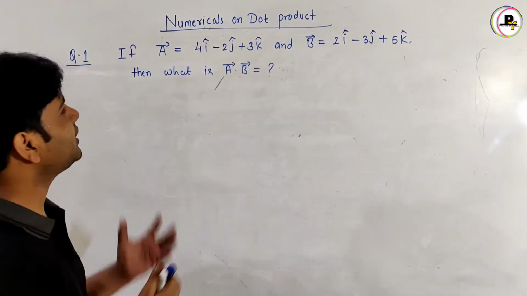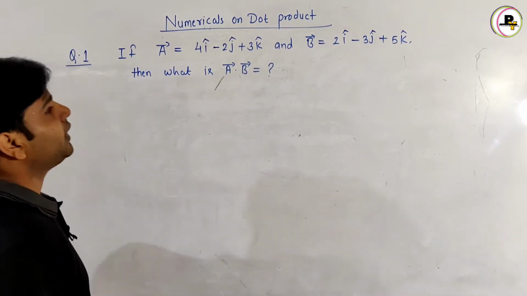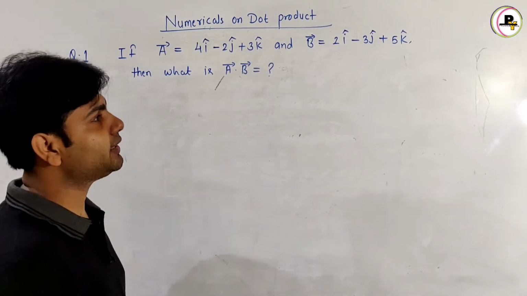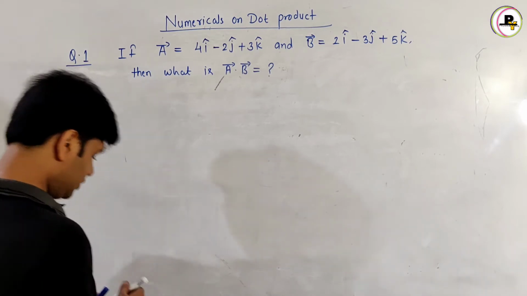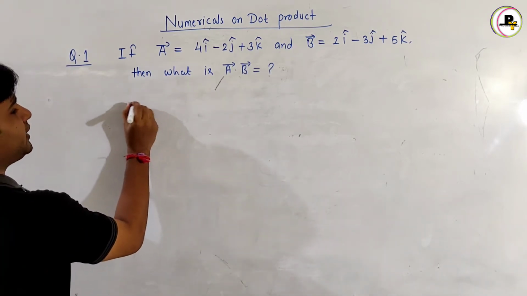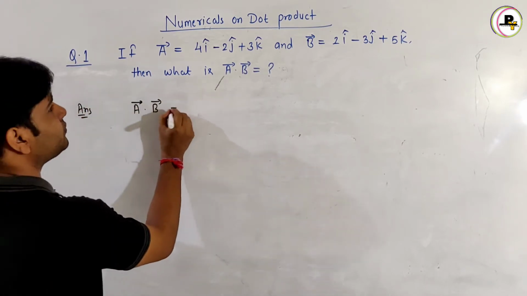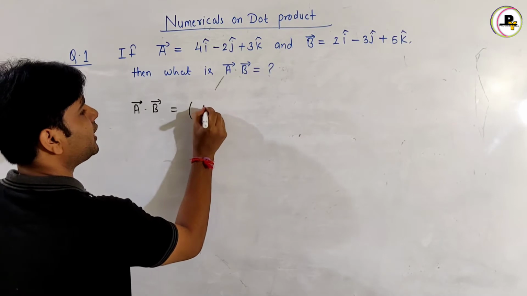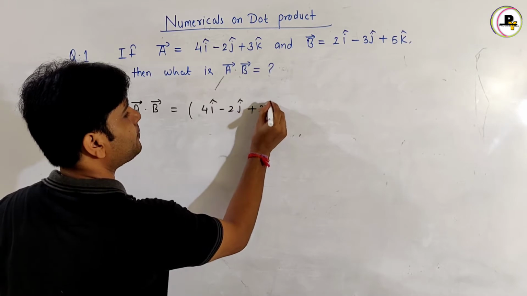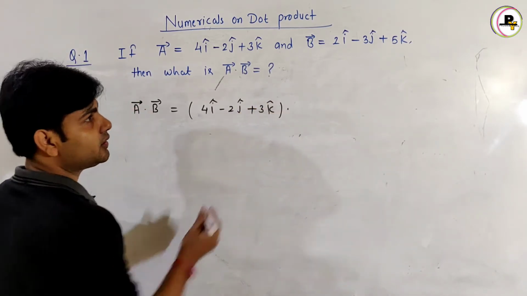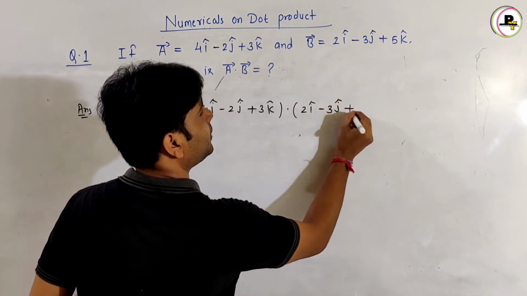So question number 1 is: if vector a equals 4i cap minus 2j cap plus 3k cap and vector b equals 2i cap minus 3j cap plus 5k cap, then what is the value of a vector dot b vector? So a vector dot b vector equals (4i cap minus 2j cap plus 3k cap) dot (2i cap minus 3j cap plus 5k cap).